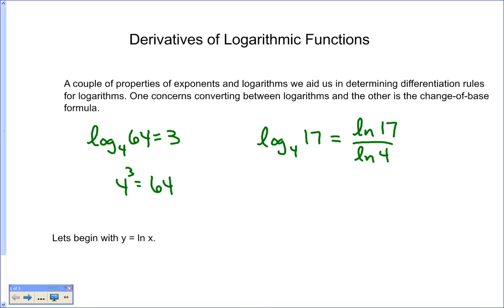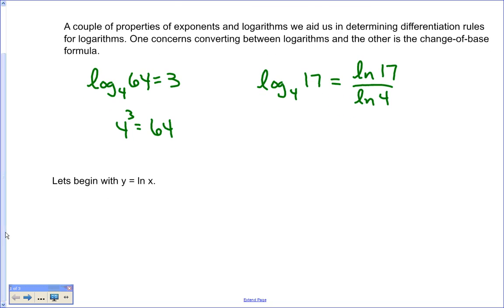Now we're going to use these to help us find derivatives of logarithms. So here we're going to begin with y equals the natural log of x and calculate its derivative, just like we began with y equals e to the x and did its derivative first. So y equals natural log x. My base is e. And like I said up here, I can take any logarithm and change it to an exponential function. So here, since my base is e, I could rewrite that as e to the y equals x.